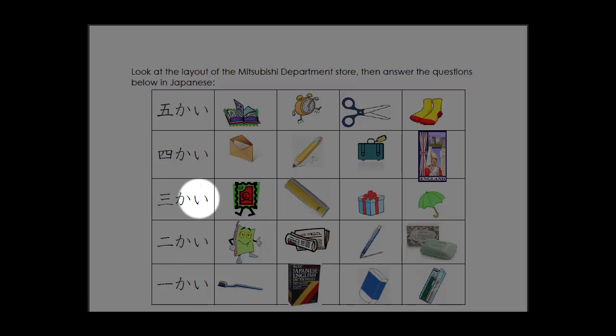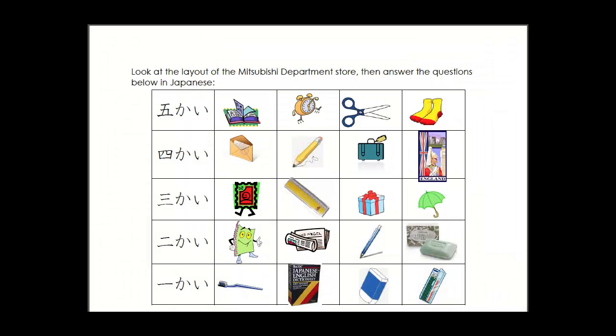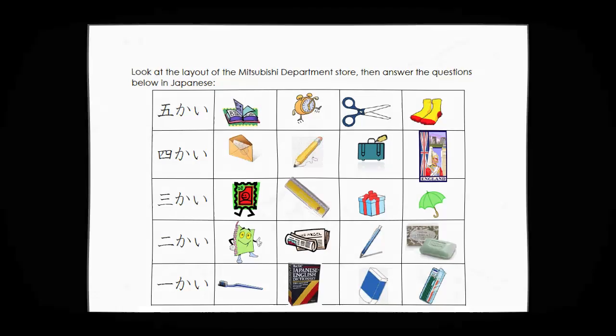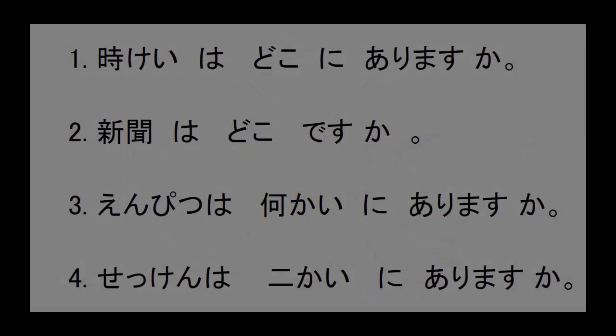Sankai, that's the second floor. Yonkai, the third floor. And gokai is the fourth floor in English. And on each floor, we've got a number of different objects. And we're going to have some questions down below, which we need to answer in Japanese. So let's have a look at the question types. Here are the first 4 questions underneath our diagram.